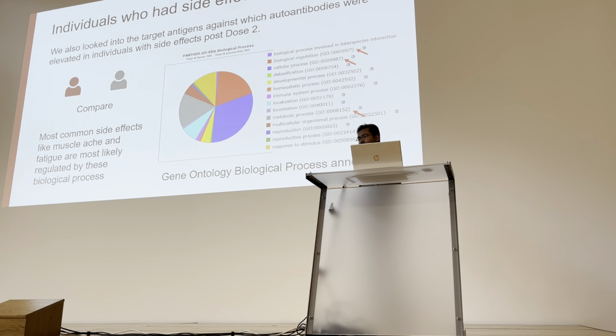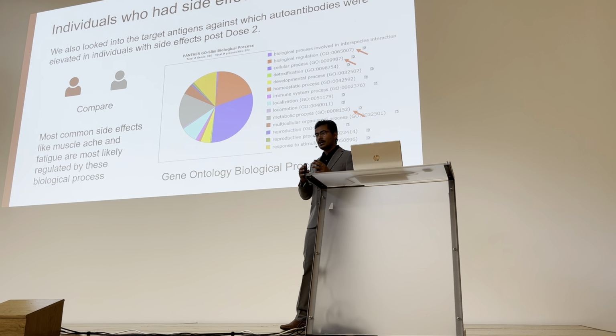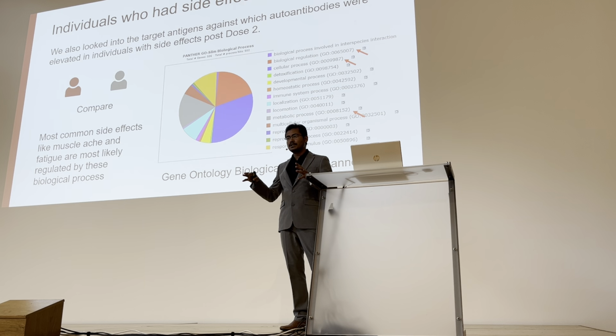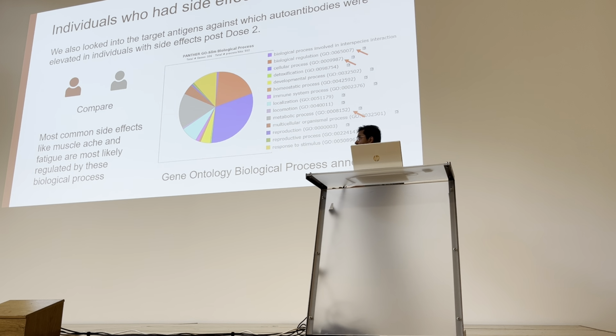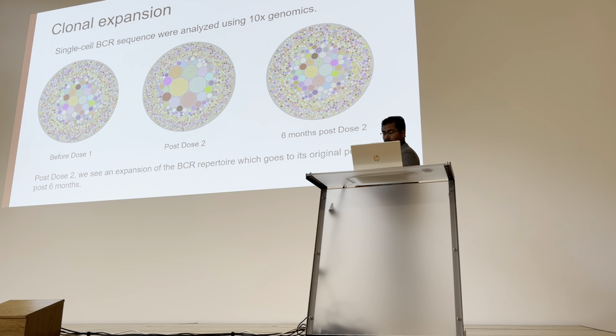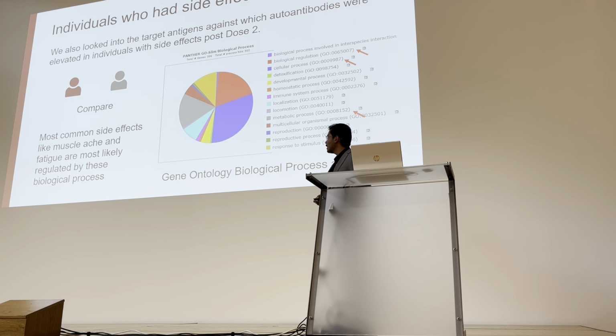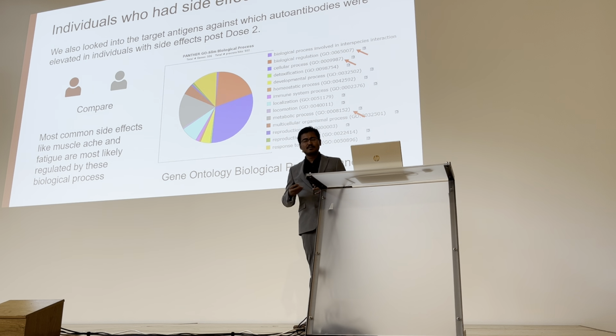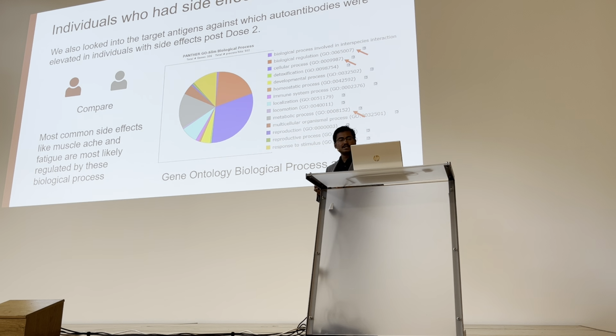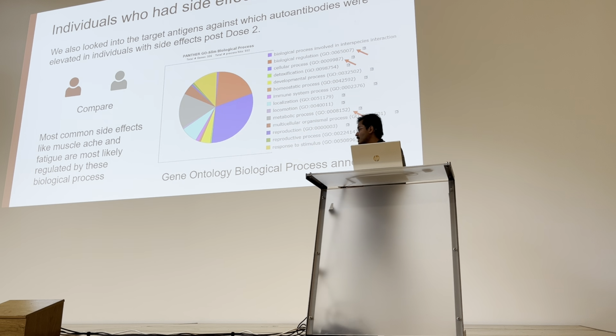So we looked into the antibody targets, which are the autoantibodies that were elevated in the individuals with symptoms and didn't elevate in those who didn't have symptoms, and checked those target antigens to see what functions they have. Using gene ontology analysis, we found that a lot of them regulate biological regulations, cellular processes, and biological metabolic processes. So this can explain why the most common side effects we see, like muscle ache and fatigue, can be regulated by these biological pathways.